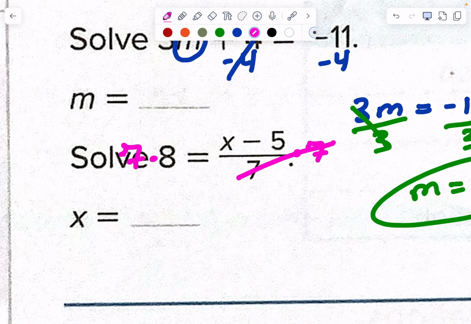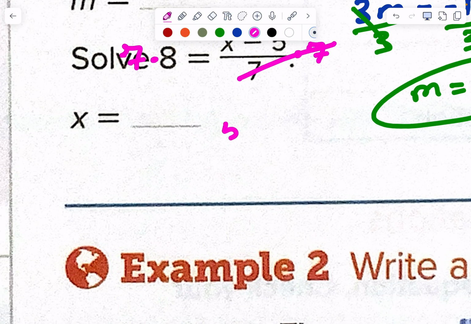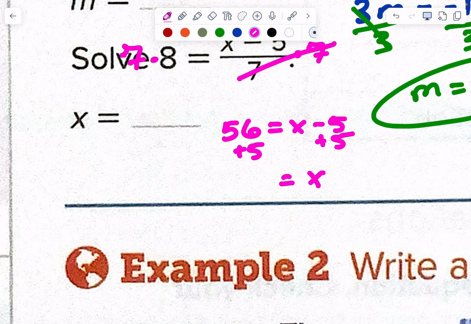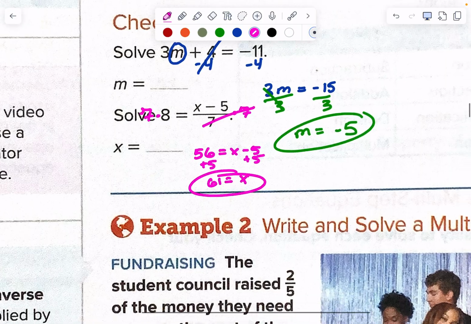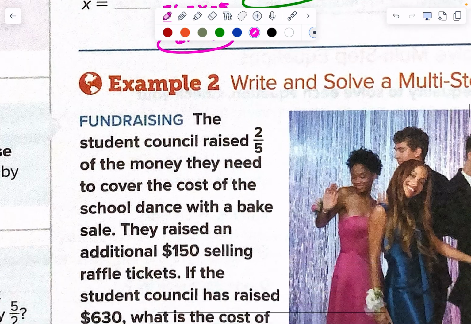What's 8 times 7? 56 equals X minus 5. Now to get rid of the 5, I add 5. So X is equal to 61. Did you get 61? Yep. I got that first and then I changed it. Good, good.